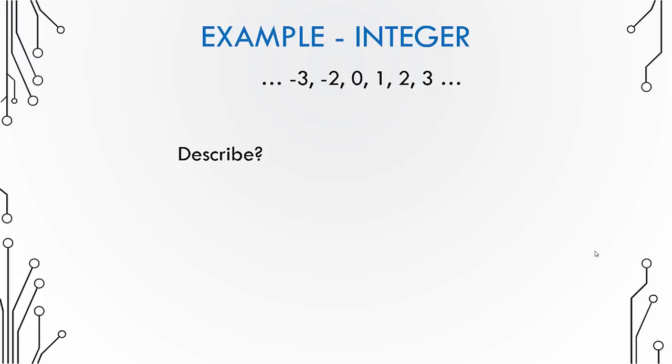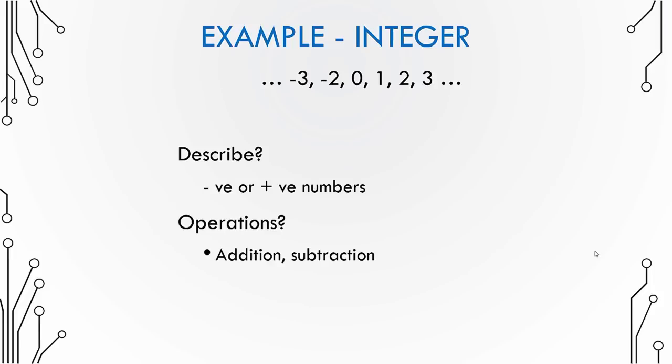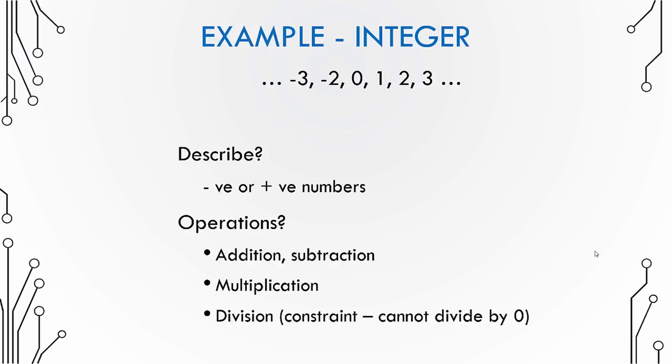So how would you describe an integer? Well, an integer can be negative or positive. So we have positive and negative numbers as integers. And what operations can be performed on an integer? Well, you can perform addition and subtraction, you can perform multiplication as well as division. Now, abstract data types can also specify constraints on operations. So in this case, the constraint is that you cannot divide an integer by 0.